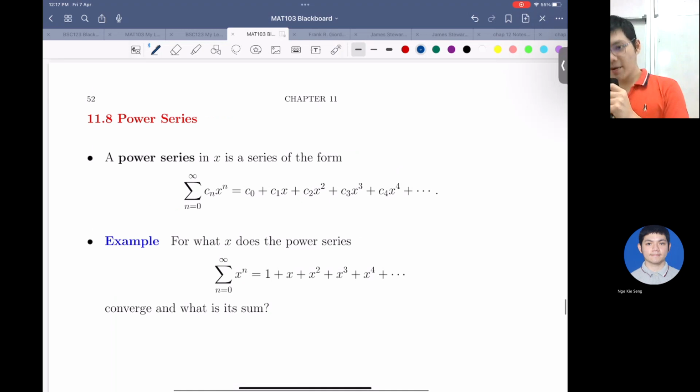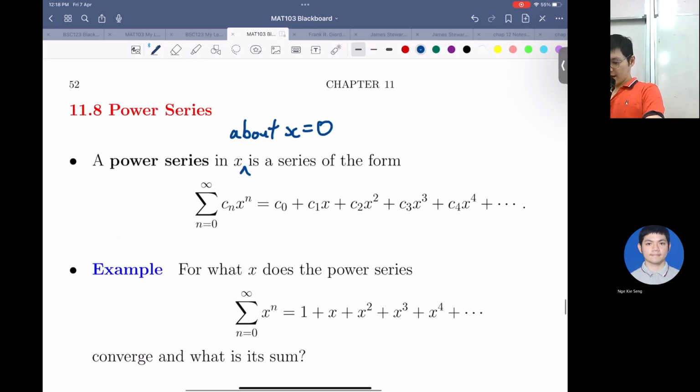Okay. Next, we'll talk about power series. So we look at this specific series here. Actually, I should add to this definition: a power series in x about x equals 0. Later we'll see the shifted series. So power series means this power, right? What does it mean by the power? The power is the power on the indeterminate, which is the x.